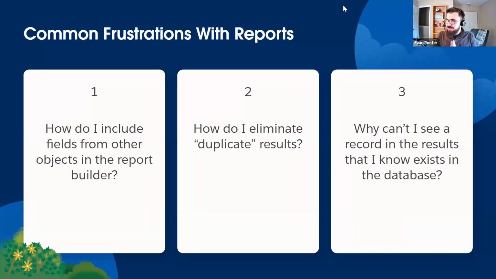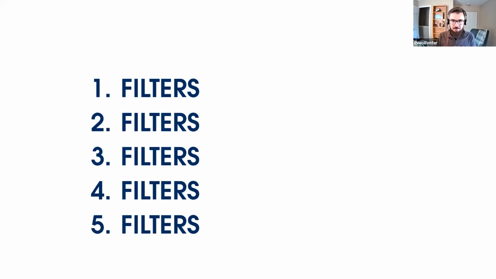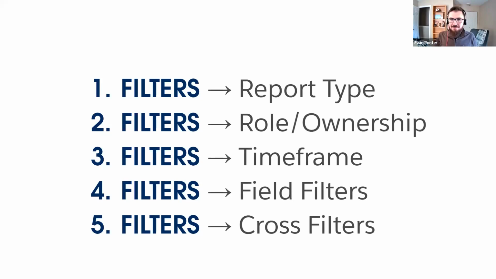Now, the reason you can't see a record in your report comes down to 5 basic things. So we're going to step through all 5 of those right now. Filters, filters, filters, filters, filters. When we're working with reporting, everything is a filter. We are filtering our data. And there are 5 kinds of filters you can be on the lookout for.